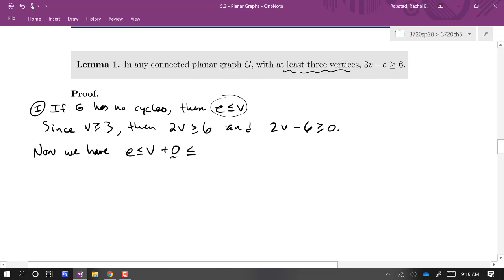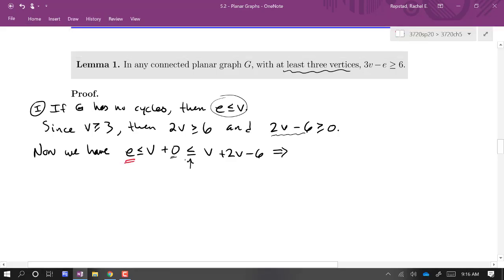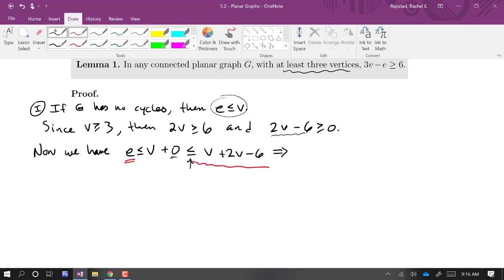So I'm going to replace 0 with the expression 2v minus 6. 2v minus 6 is at least as big as 0. So if I replace 0 with something that is greater than or equal to it, I will preserve the sense of this inequality. So we have v plus 2v minus 6. And that means, now, if we simplify here, that the number of edges is less than or equal to 3v minus 6.